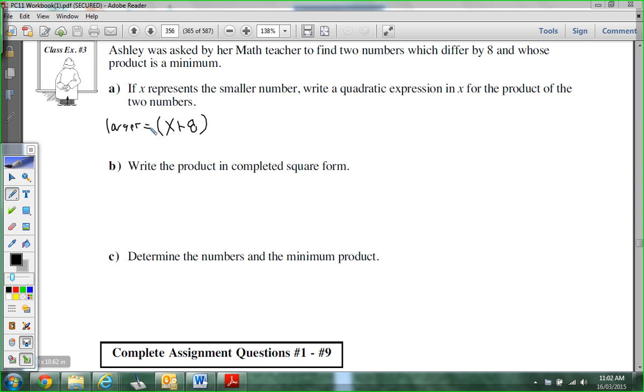The smaller number we would just have as x. X times x plus 8. So the product of those two is a quadratic, would be x squared plus 8x after I multiply these here. Write the product in completed square form. So go ahead, you guys go ahead and complete the square on that. I'll let you guys do that for a second.